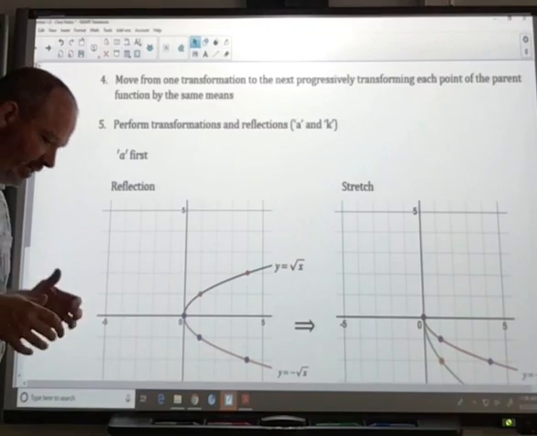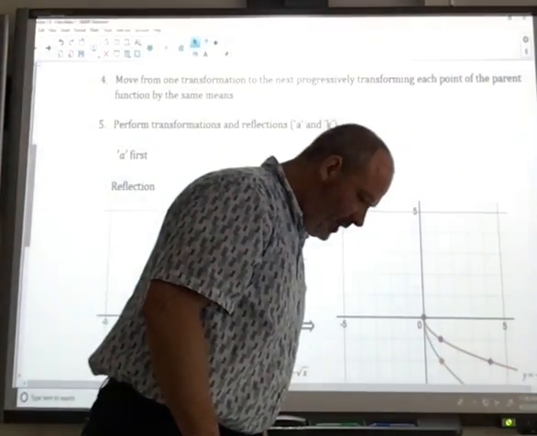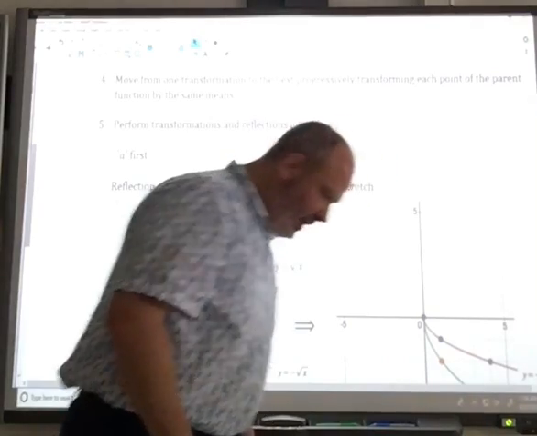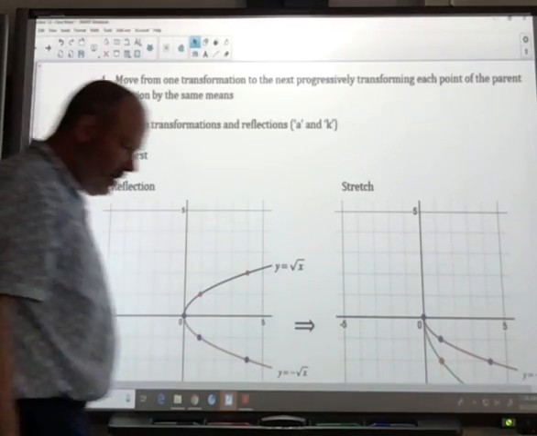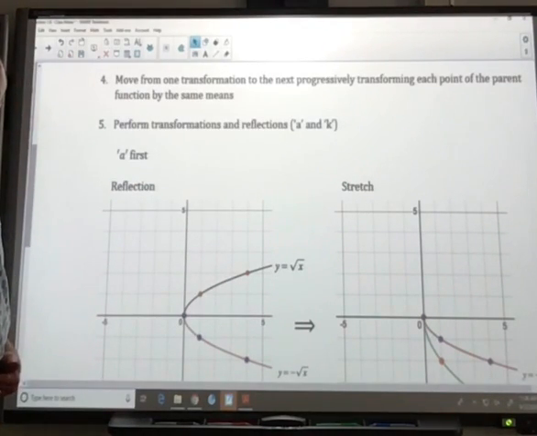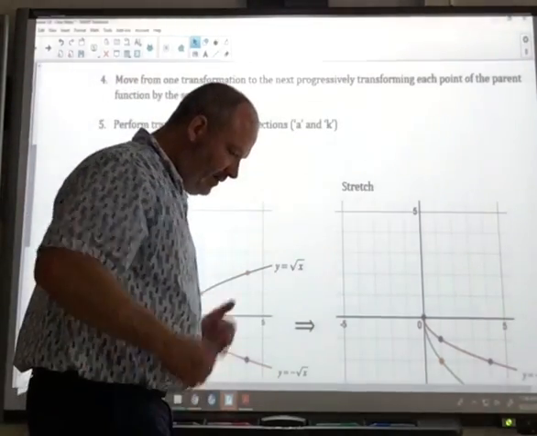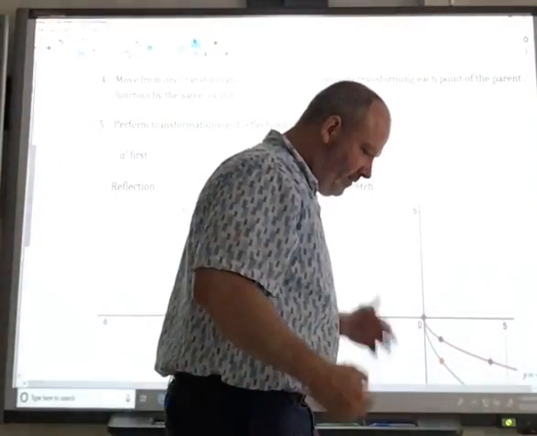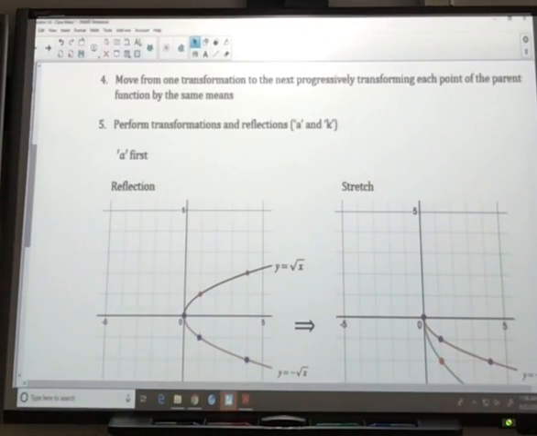That means you don't take your y equals root x function and then do your transformation of your A value and then step back and then do your transformation of your K value and then do your translation. You don't go back to the beginning. You step forward. First I'm going to do my A transformation, and then for my A transformation I'm going to do my K, and then for my K I'm going to do my D, and then from D I'm going to do the C. You do them step by step until you're done.